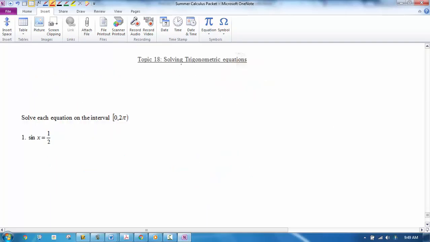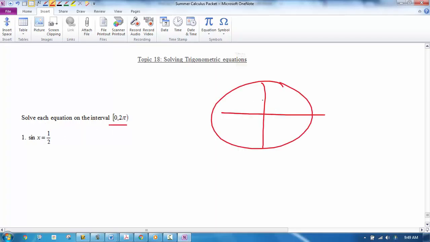Okay, the last section then, solving trig equations. We want to solve this equation in the interval from 0 to 2 pi. So where does the sine equal 1/2? Well, the sine is the y value, so it equals 1/2 here and here. Now, this is 30 degrees, or pi over 6 on your unit circle. And then this one over here is 5 pi over 6.